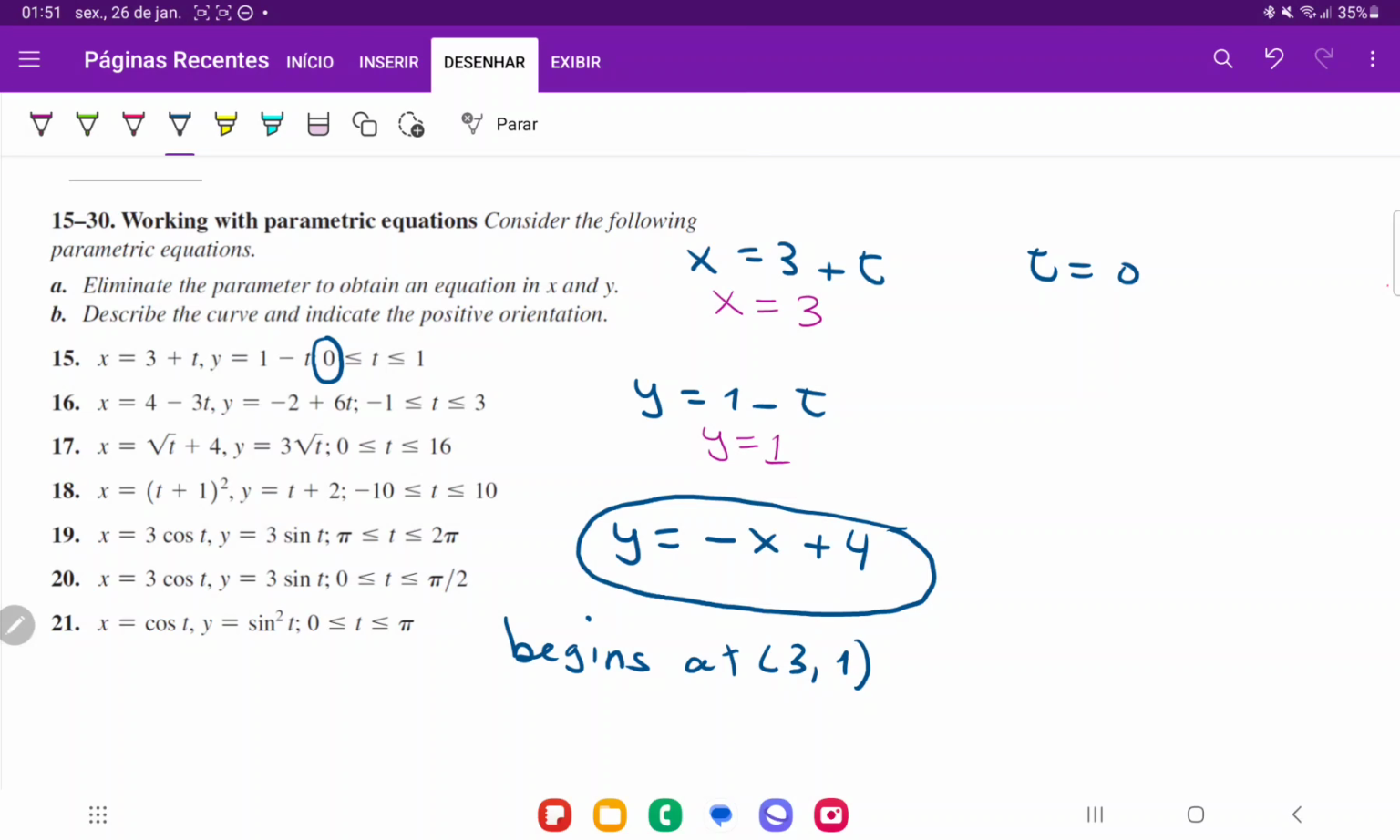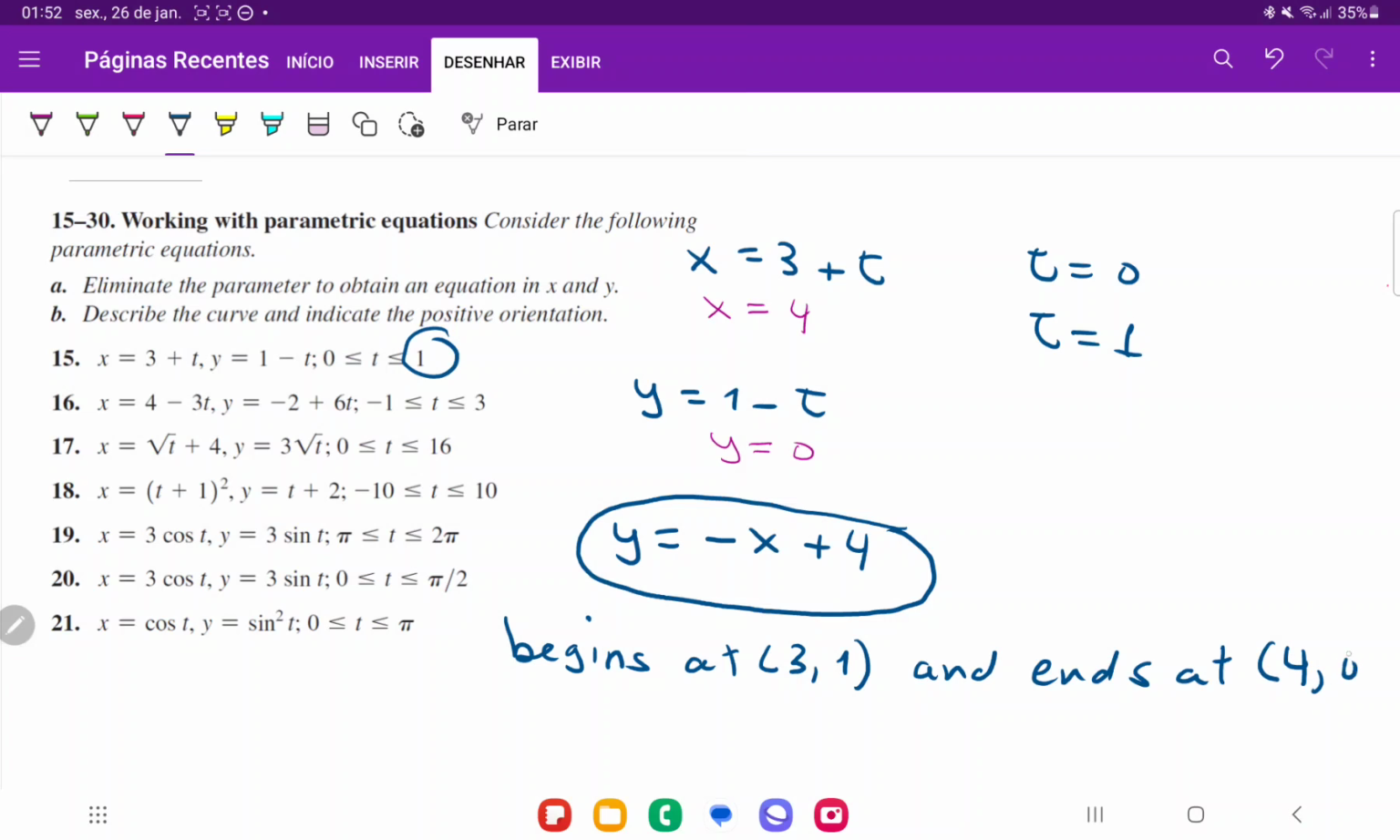So we found the starting point of the line segment, and now we need to find the ending point of the line segment. So what we're going to do here is plug in t is equal to 1, which is the other endpoint here. And so that means that x is going to be equal to 3 plus 1, so 4, and y is going to be equal to 1 minus 1, so y is equal to 0. And so at the end of the line segment in terms of t, when it's equal to 1, it ends at the point x is equal to 4, y is equal to 0, so (4, 0).